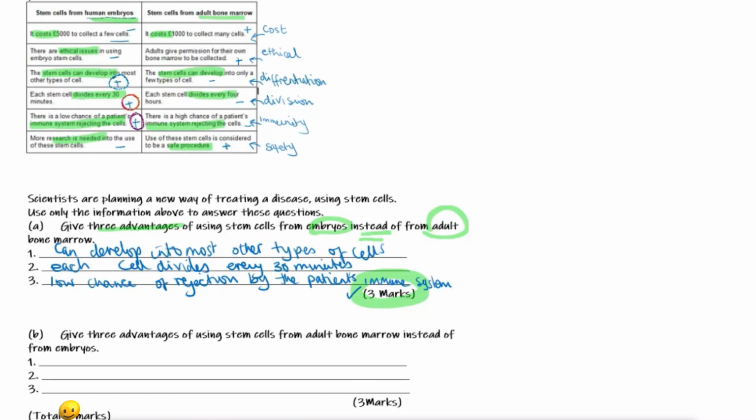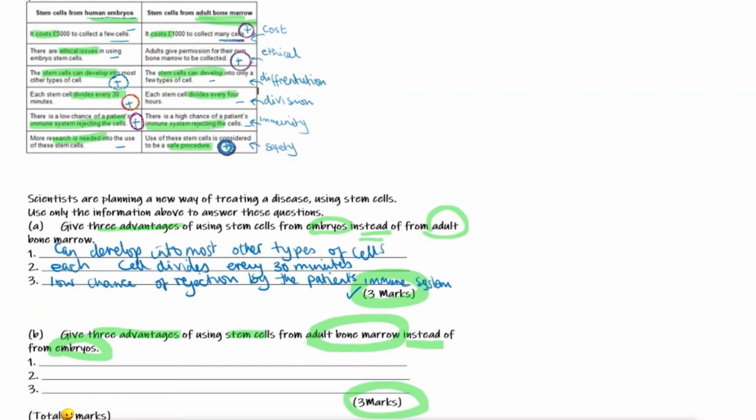For part B, give 3 advantages of using stem cells from adult bone marrow instead of from the embryos. This time, we can see that it is cheaper and we can collect many cells. Adults give permission for their own bone marrow to be collected, and it is a safe procedure.